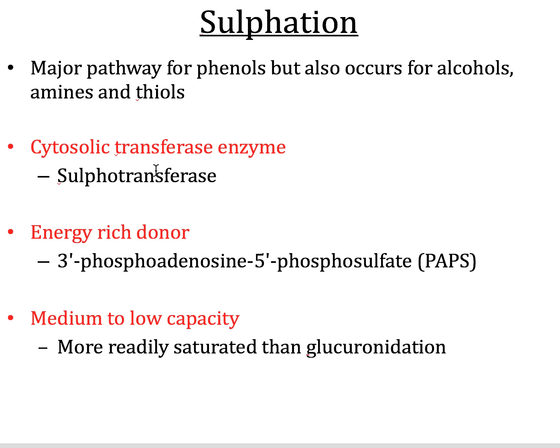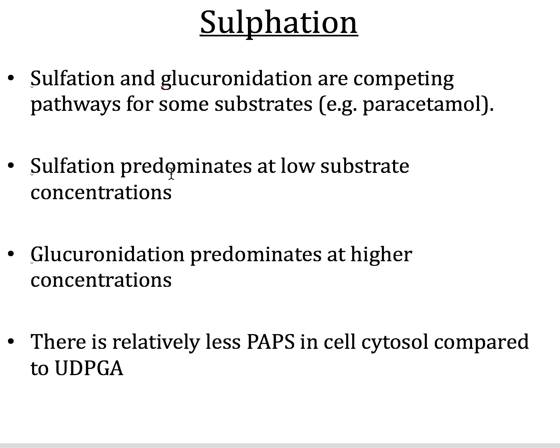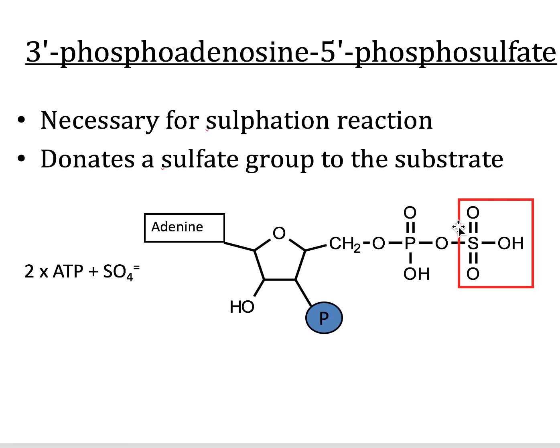Cytosolic transferase enzyme, sulfotransferase. So it's mainly PAPS. It's less abundant in the cytosol compared to UGT. This is mainly because glycogen is stored in the liver cells, and that's where most glycogen synthesis takes place. So UDPGA is most commonly formed there, and the enzyme that we use here is sulfotransferase. So this key part here is what we're interested in.